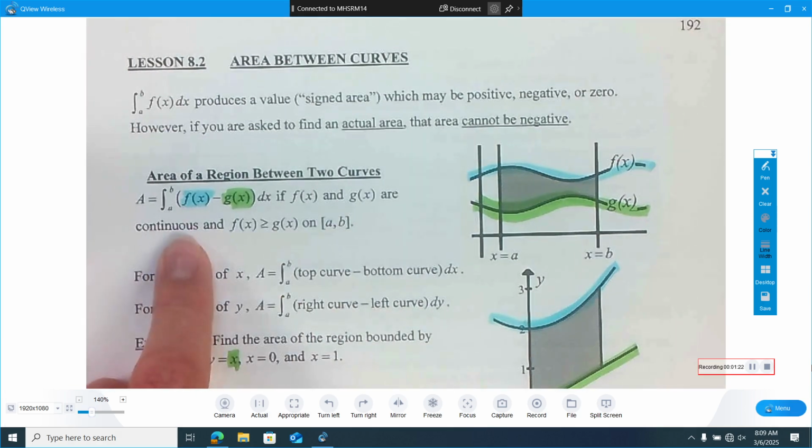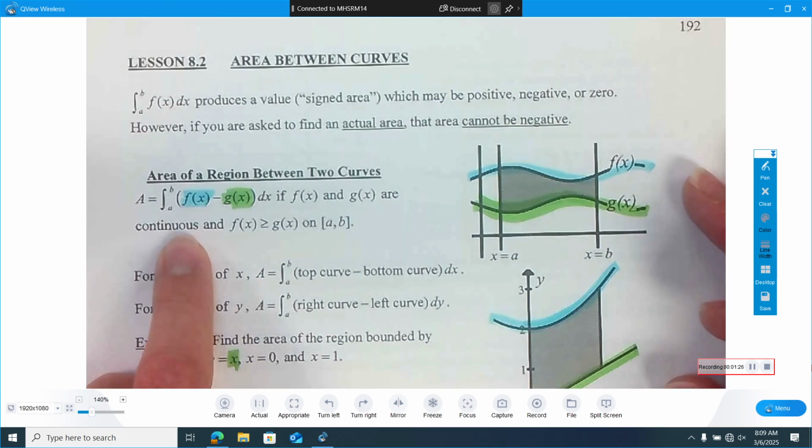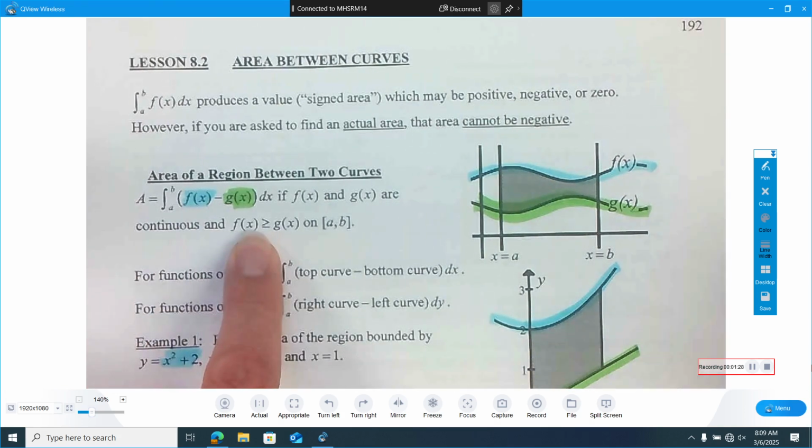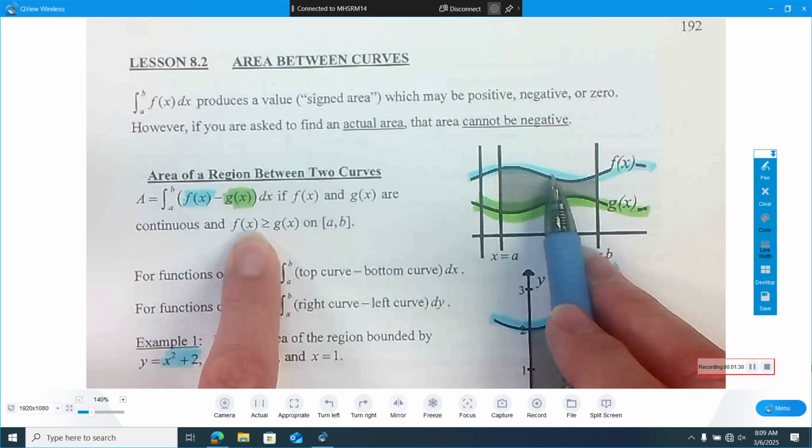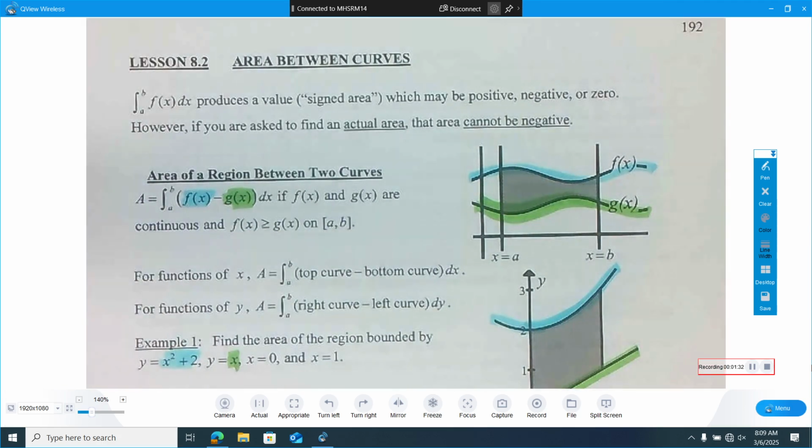It is important that f of x and g of x are continuous, but also make sure that your function f is greater than g. Otherwise, things will get kind of weird. So you always literally have to make sure something's on top the whole way. Or, as you'll see later, we're going to split up the region.